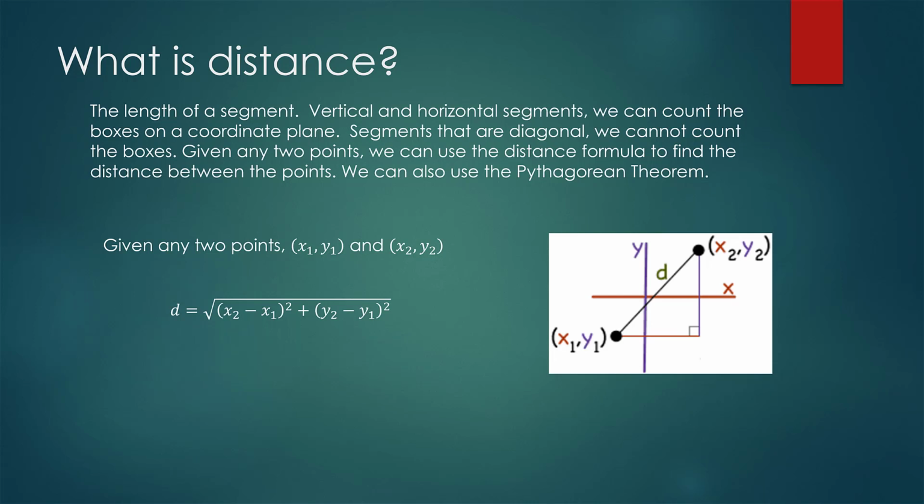If we look on this diagram to the right, we can see a right triangle drawn in, where we have our distance of the segment, D, at an angle, and then we've sketched in a triangle by going straight across and straight up and down. And that would allow us to use the Pythagorean theorem.